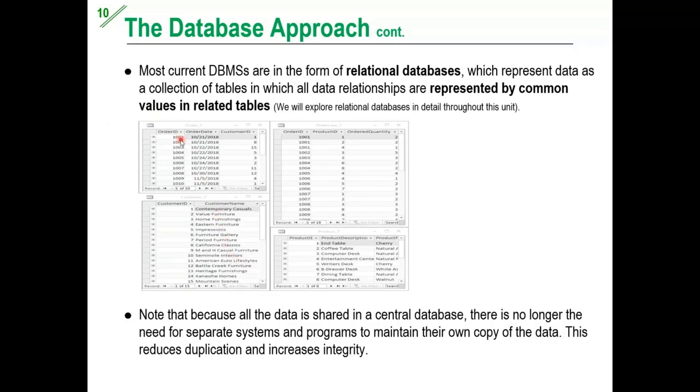Similarly, each order can have many order items, right? And you can see this order item entity or object is linked with the order ID. So you can see order ID 1001 has many items ordered in that particular order. And then that order item is related to the particular product that the company is selling, right? The company can sell many product types, many product varieties.